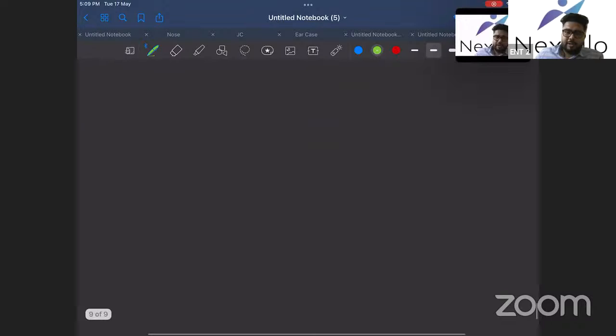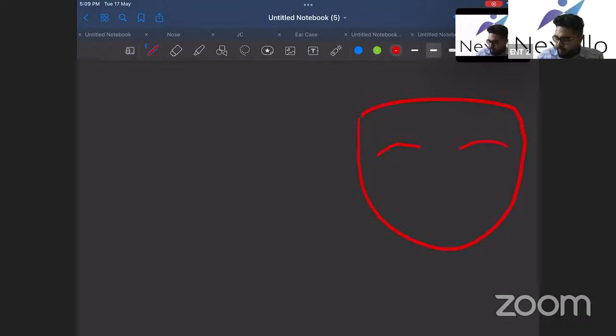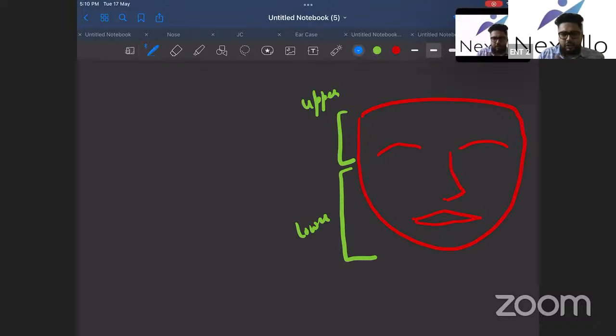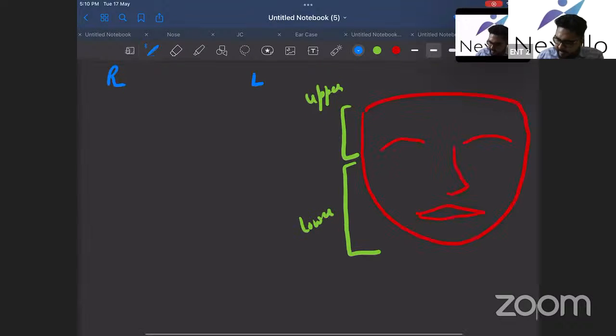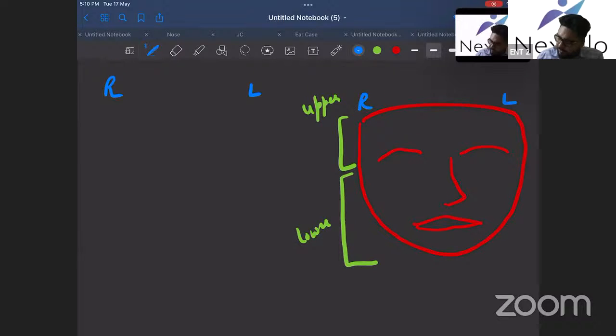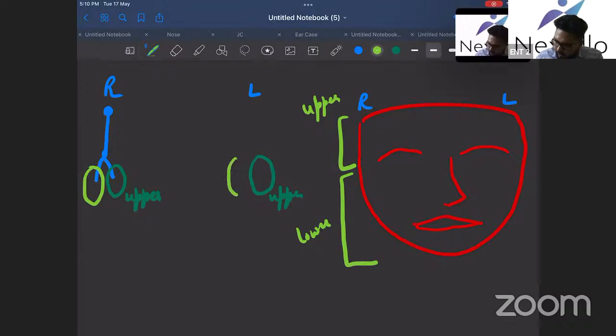Now, how to correlate or find this clinically? First, try to see it this way. This is the face, the upper half and the lower half. I'm making it easy for you to understand just for concepts. This is right side, this is left side. A right side nerve or upper motor neuron, this is for upper face, here also and here also upper. This is for lower face, this is for lower face.